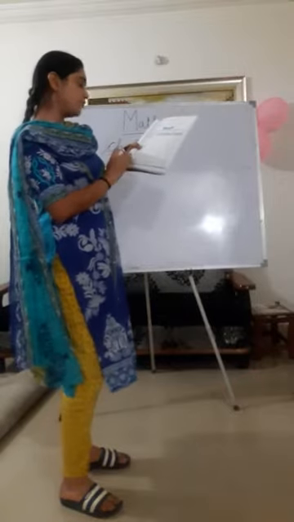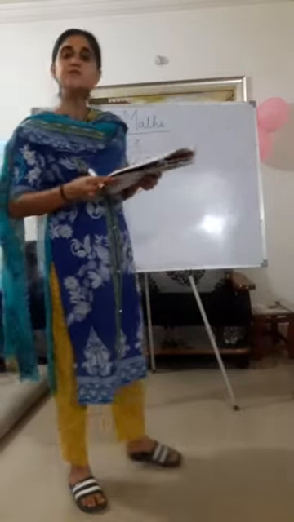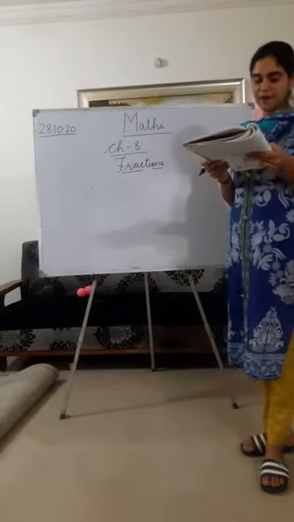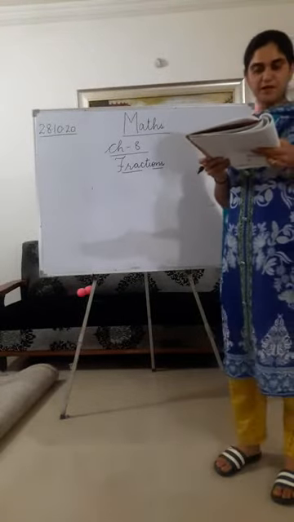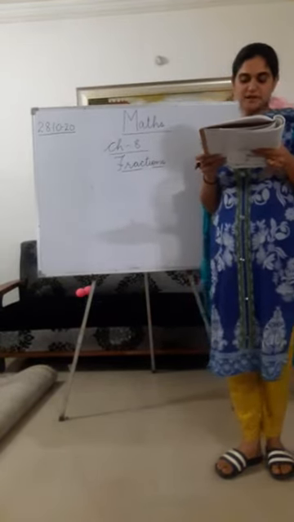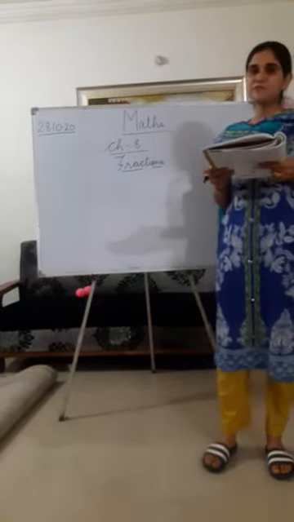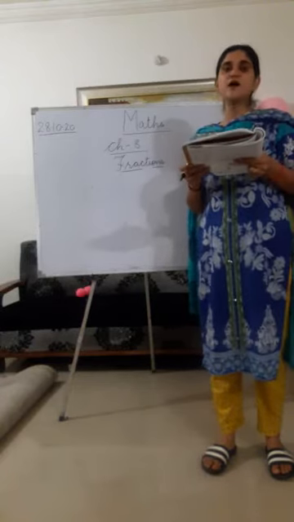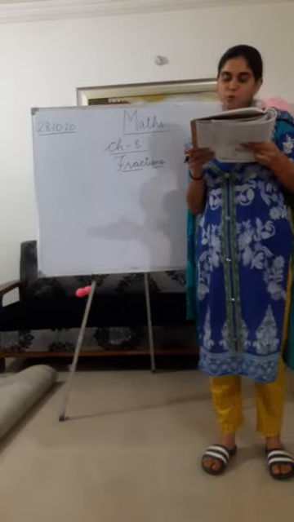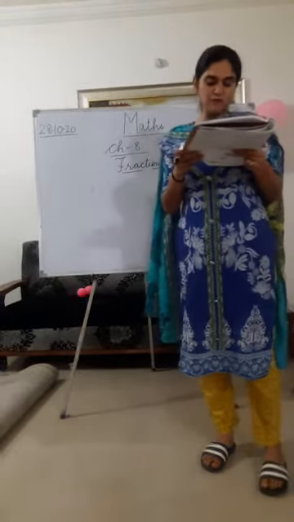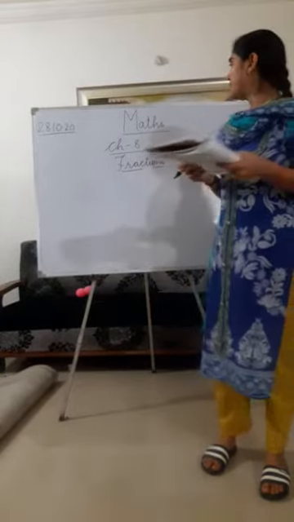Now come to question number 2. Read this question with me. Write the fraction in each case. A part, Aditya has 15 pens out of which 8 are blue. So how many pens does Aditya have? Aditya has 15 pens. Total number of pens are 15 and out of which 8 are blue. So in this question you have to write down the fraction of pens which are blue.